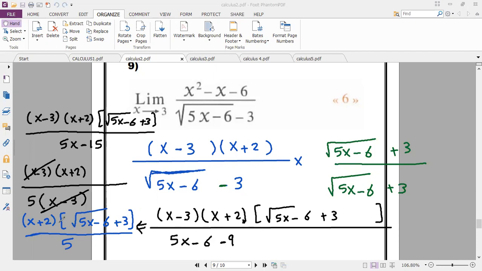So it will be 3 plus 2, 5. Okay, the square root of 5 times 3, 15 minus 6. 15 minus 6, 9. The square root of 9 is 3, and 3 plus 3 is 6. Okay, so it's 30 divided by 5, it's 6. So the limit equals 6. We can use the calculator to find it quickly.